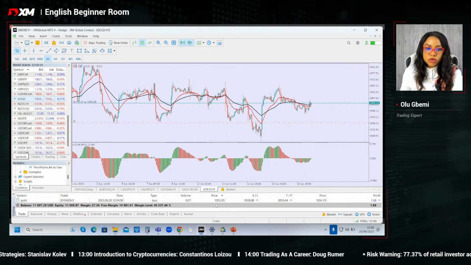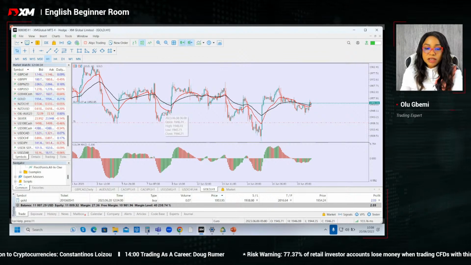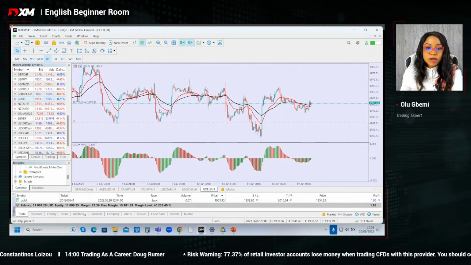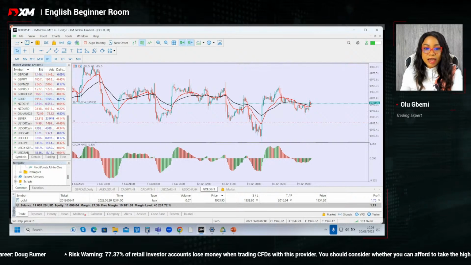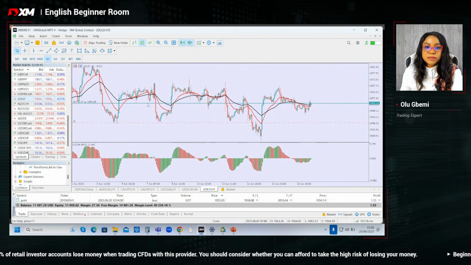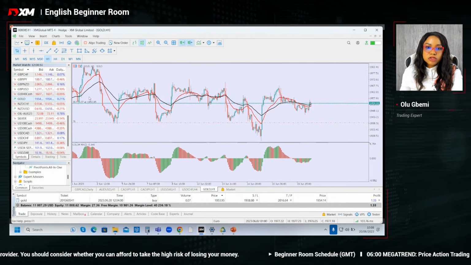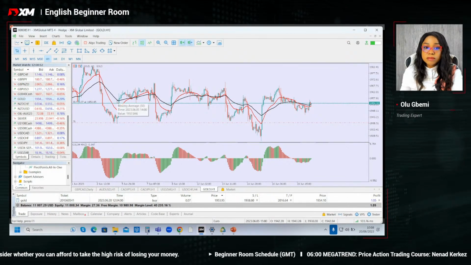Now we're going to talk a little bit about the candlesticks and what they mean, especially for someone entirely new to the market. You see the candles, red and green, like I have on my chart, and you're wondering, what are these lines? What do they represent? How does this help me make a decision? We'll talk about that.